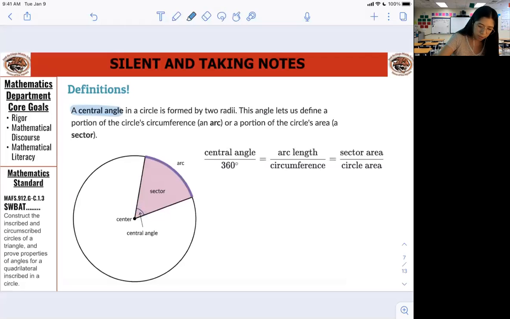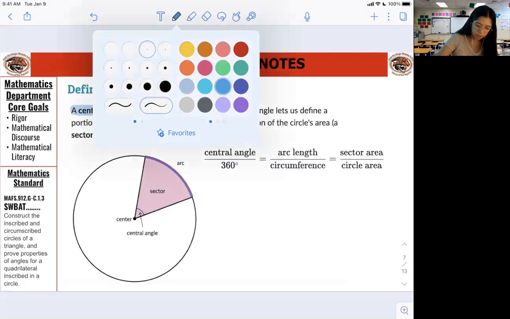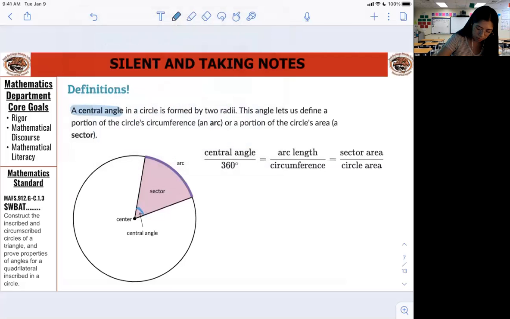Perfect. So the angle is just exactly what it sounds like. It's the angle that you get when you have a sector. When you take out a slice of pizza, it creates an angle, right? And you can think of it like this. What happens is you can make this kind of 3-level proportion. There's 3 parts of this proportion.